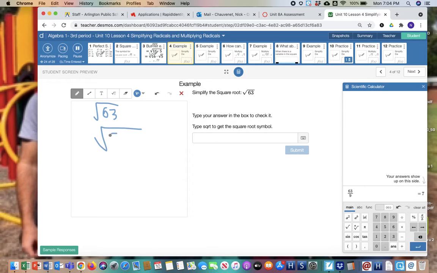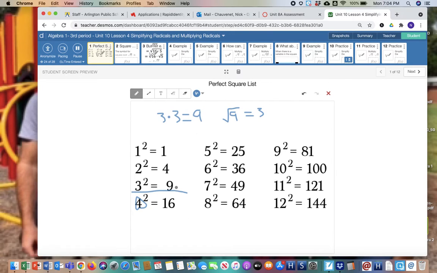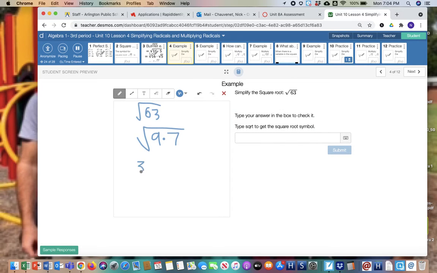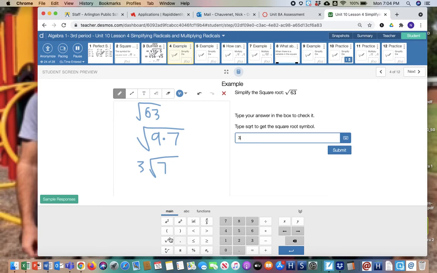So then what I'm going to do is write 9 times 7. What is the square root of 9? Well, again, that's why it's important to learn these, because the square root of 9 is 3, so then I know it's 3. So the perfect square number goes on the outside, because the square root of 9 just is 3. Square root of 7, that's not a perfect square, I can't break it down, it stays on the inside. So then when we write our answer, we write 3 square root of 7.